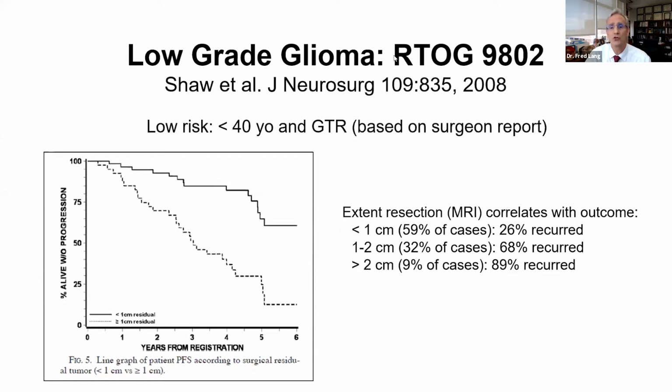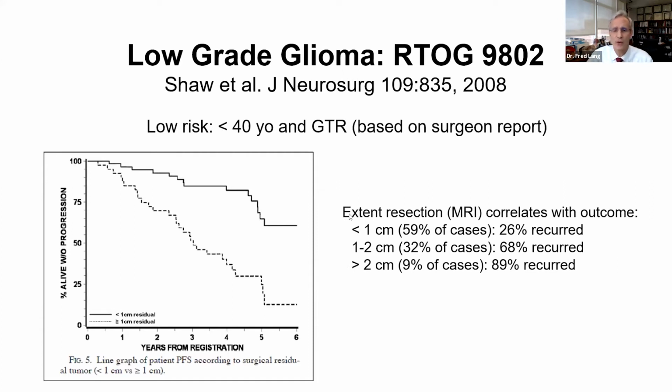9802 was the clinical trial. In this trial, patients with non-enhancing tumors who were less than 40 years old and who underwent a gross total resection based on the surgeon's report were simply followed. And when they went back and looked at the MRIs, they saw that even though the surgeon thought there was a gross total resection, there was left-behind non-enhancing tumor. They could actually categorize and measure that as less than 1 centimeter, 1 to 2, or greater than 2 centimeters.